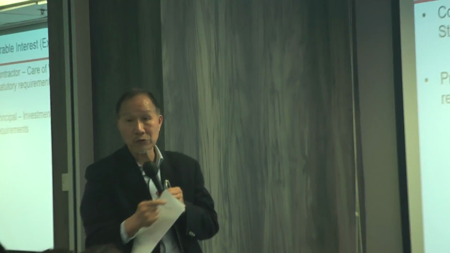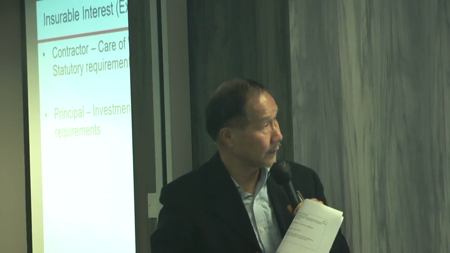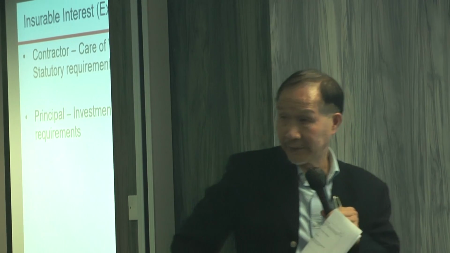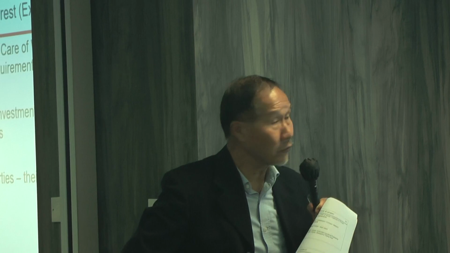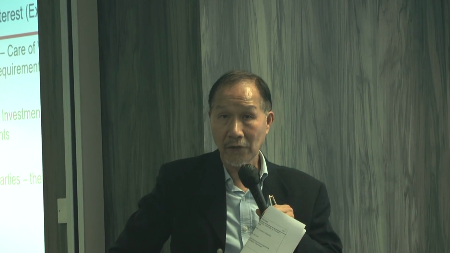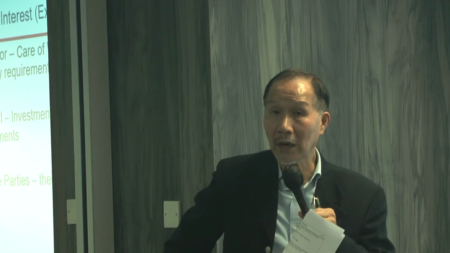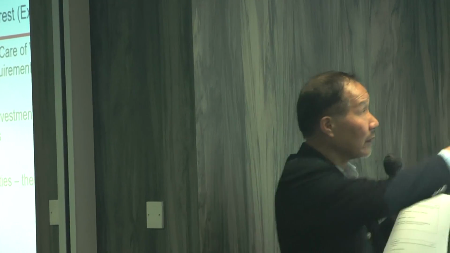In this case, the principal has a different insurable interest from the contractor. The contractor's insurable interest comes from the contract. The principal's comes from his investment. But there could also be some statutory requirements for the principal to take out insurances. For example, in Hong Kong, you might have an occupier's liability. Then you can take out a CAR insurance, because CAR insurance Section 2 provides third-party liability.